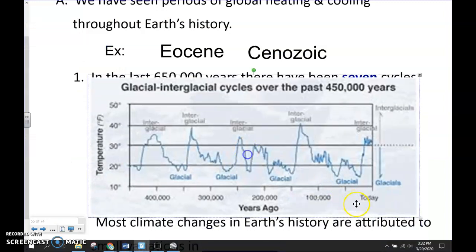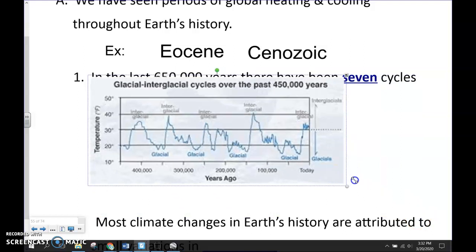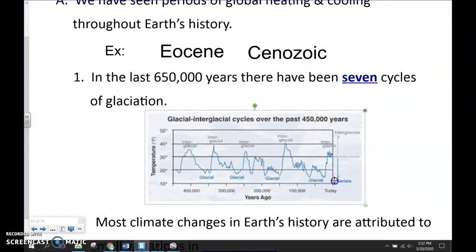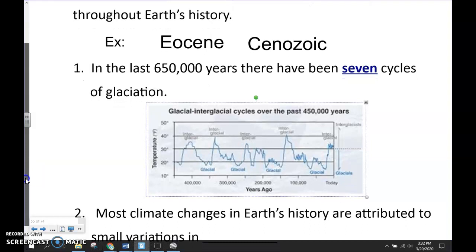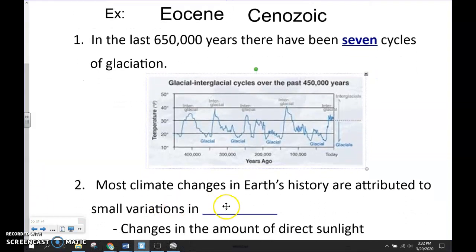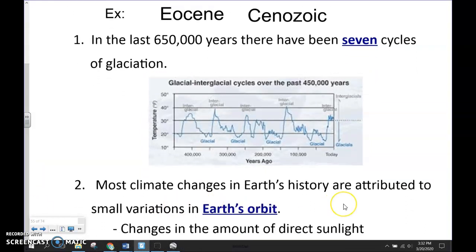Now, those events, the periods of heating and cooling that we have seen, are attributed to small variations in Earth's orbit. Those changes are basically the same reason we have seasons, but we're talking about bigger, longer term patterns. The orbit's changing, it's changing the amount of direct sunlight. So think about it like summers that are lasting millions of years and winters that are lasting millions of years back and forth. Okay, so that is Earth's climate history.